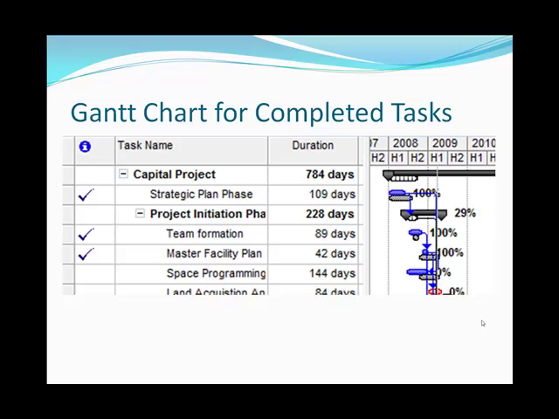For the tasks already completed, the strategic plan phase and master facility plan have been completed ahead of schedule. This can be seen in the zoomed-in portion of the Gantt chart, as the blue line showing the actual duration is shorter than the predicted duration of the gray line. Team formation is taking longer than expected because the gray line is shorter than the blue line.